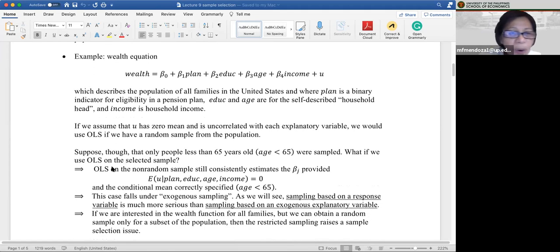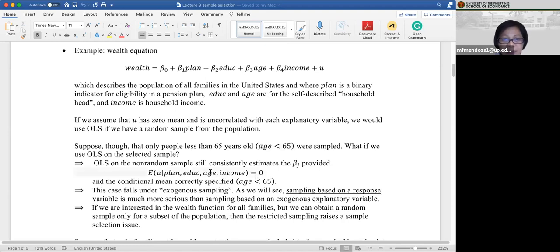Okay. Note that OLS on the non-random sample, in the sense that you limited the sample observations used in OLS to those where the household head had age less than 65. Okay. OLS on this non-random sample still consistently estimates the beta sub j, provided you still have this assumption, right? And the conditional mean is correctly specified for age less than 65. Okay. Therefore, if you get the expected value of wealth given this, then you have to specify age is less than 65. Okay.